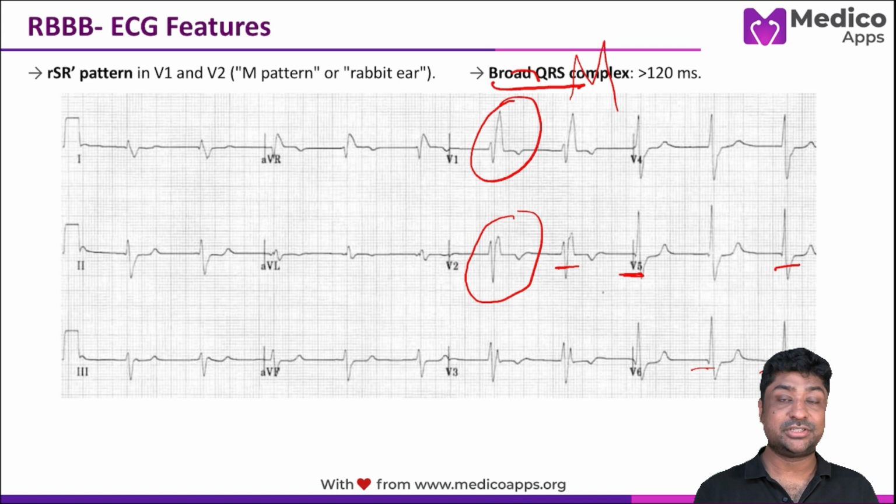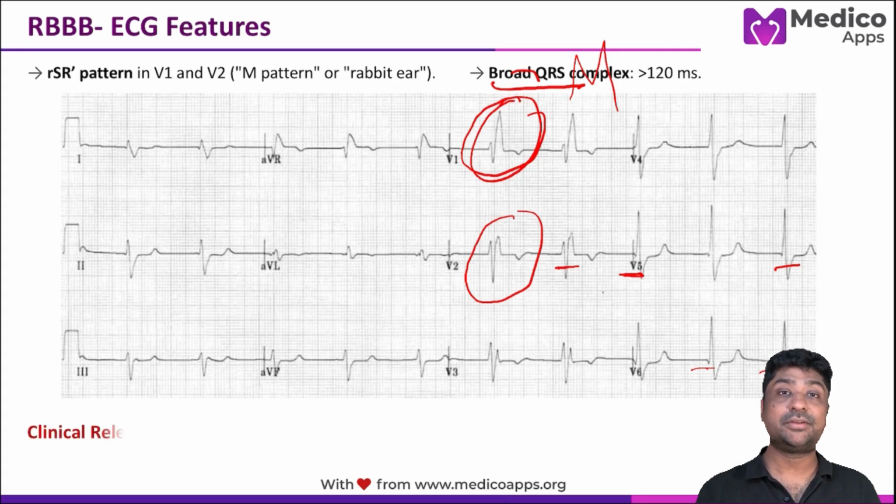Let's look at the attached ECG image. You can clearly see the RSR pattern in V1, those rabbit ears, and the broad S waves in lateral leads. This is a textbook example of right bundle branch block. It's a favorite in ECG spotters and Viva exams.